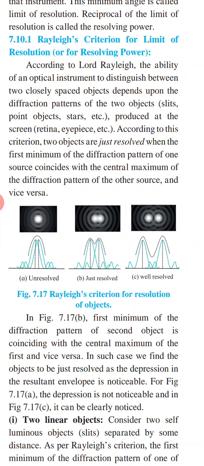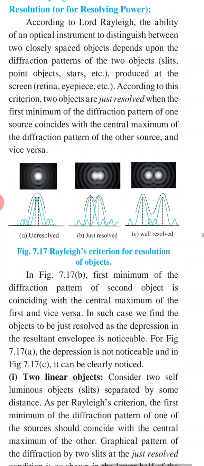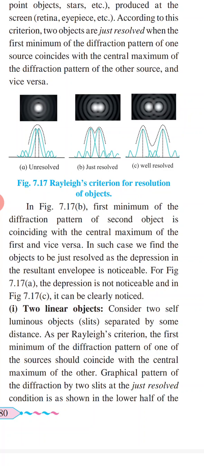According to Lord Rayleigh, the ability of an optical instrument to distinguish between two closely spaced objects depends upon the diffraction pattern of two objects, that is slits, point objects, stars, etc., produced at the screen. So that is retina, eyepiece. According to this criterion, two objects are just resolved when the first minimum of the diffraction pattern of one source coincides with the central maximum of the diffraction pattern of the other source and vice versa. So here these are given: unresolved, just resolved, and well resolved.